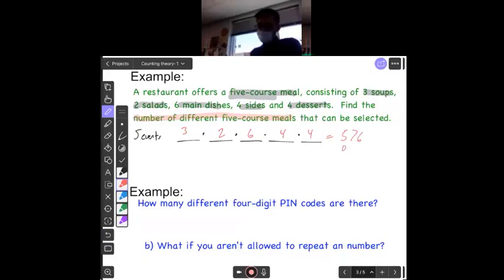So 576 different meals. Again, not accounting for taste, not accounting that I want my soup to complement my salad or whatever. Just purely how many different things can I make?